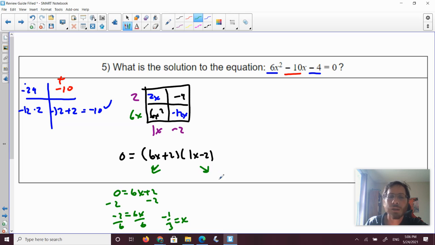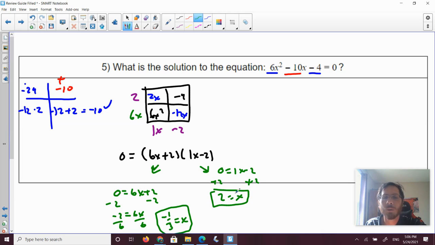On the other side, 0 equals 1x minus 2. I can add 2 to both sides. 2 equals x. Well, that one was a little bit shorter. That one was a little bit nicer. Since this one doesn't have any y's in the question, I'm actually done. We just had to figure out what x was, because y is supposed to be 0. If I were to plug 2 into the equation, I should get 0. And again, like the last one, it's always good to double check.